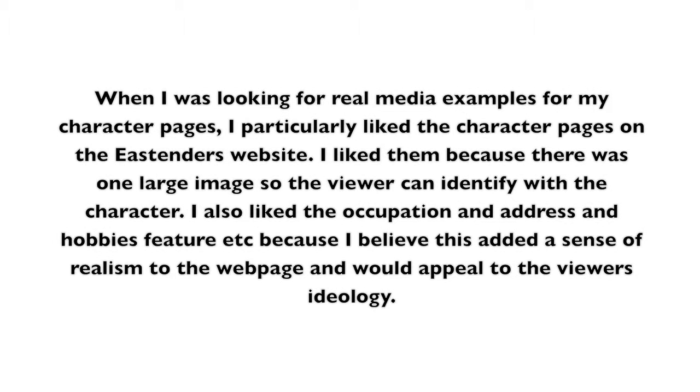When I was looking for real media examples for my characters page, I particularly liked the character pages on the EastEnders website. I liked them because there was one large image so the viewer could identify with the character. I also liked the occupation, address and hobbies feature, etc., because I believe this added a sense of realism to the web page and would appeal to the viewer's ideology.